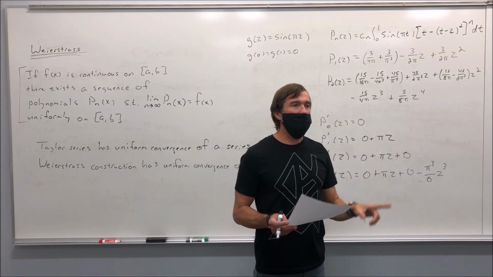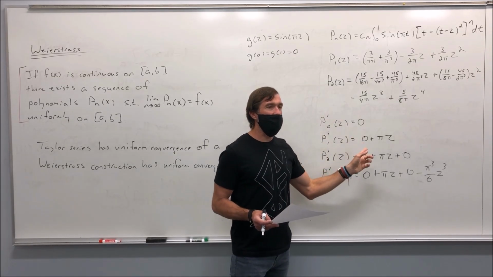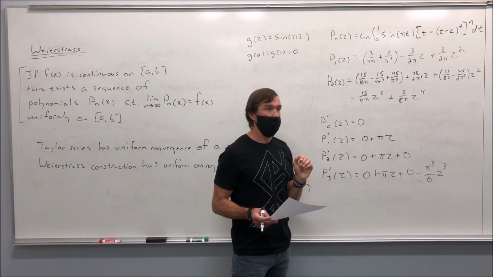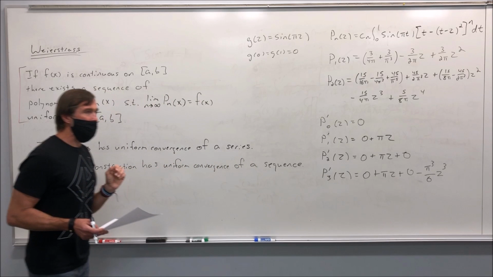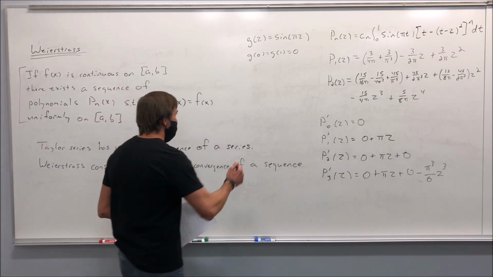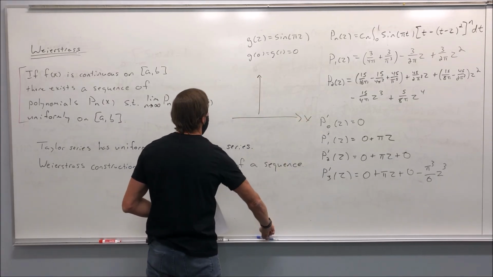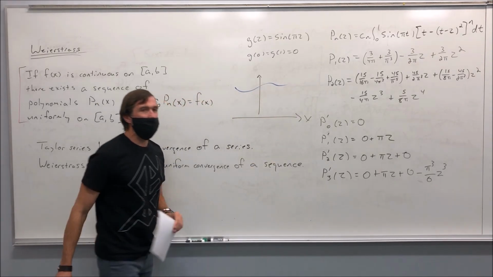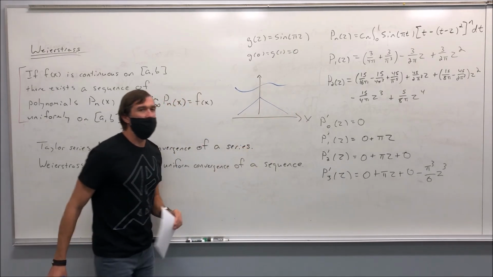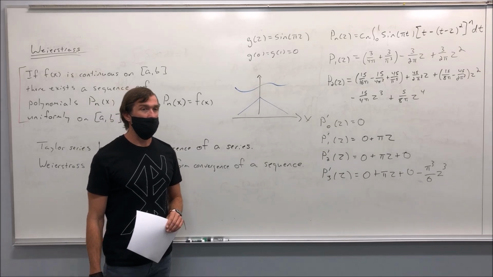For the Taylor series to be well defined, we have to have all derivatives of all orders be well defined. The only thing that Weierstrass requires is that the function be continuous. So what that means is: Taylor series good, Weierstrass good. Taylor series bad, Weierstrass good.